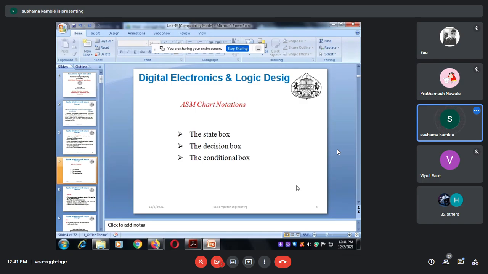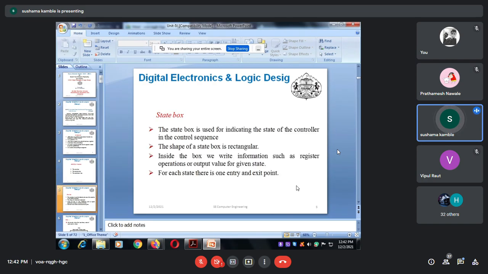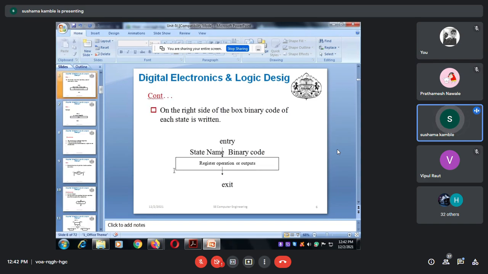Okay. So that while considering one example, you should not have any confusion now. So what are the notations? There is a state box, then decision box, and there will be the conditional box. How they look like that we will see, and for what purpose we are using that box, that also we have to see. See, this is nothing but the state box.